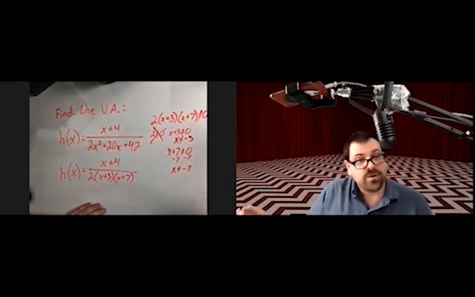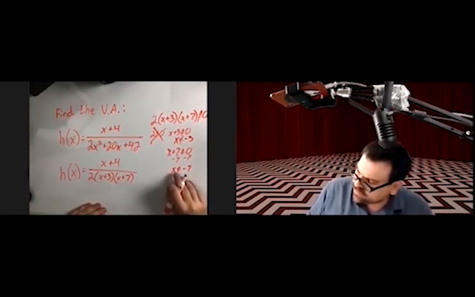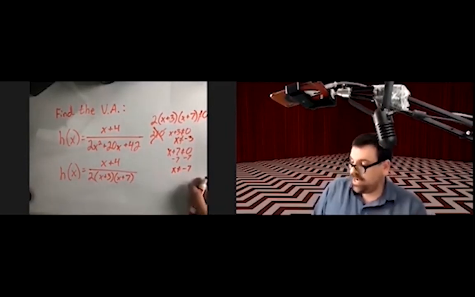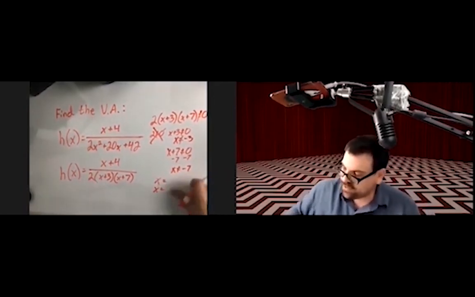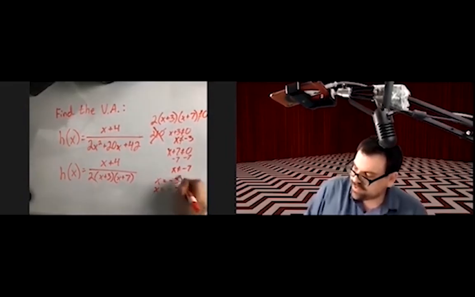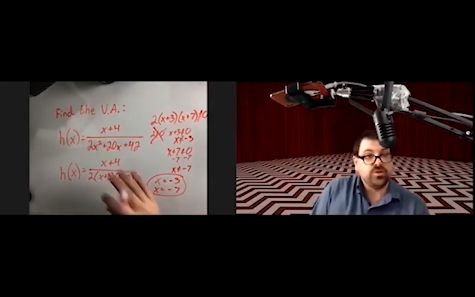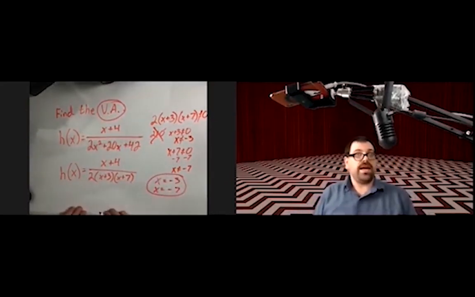These values would become vertical asymptotes. There will be an exception to that, but it happens very rarely, and we'll look at an example later. But as of right now, these vertical asymptotes are going to happen at x equals -3 and x equals -7. Again, that's not a solution to this equation. These are vertical asymptotes, -3 and -7.